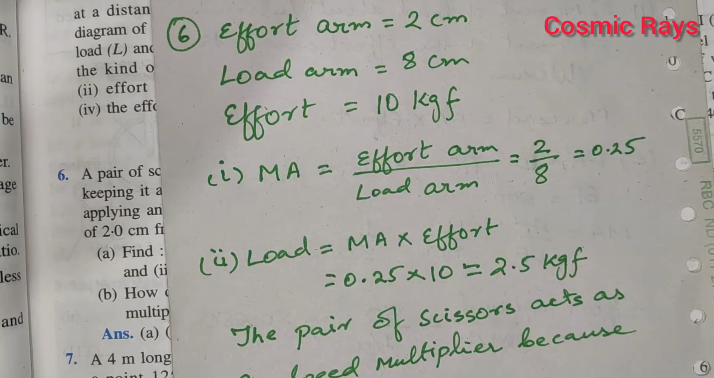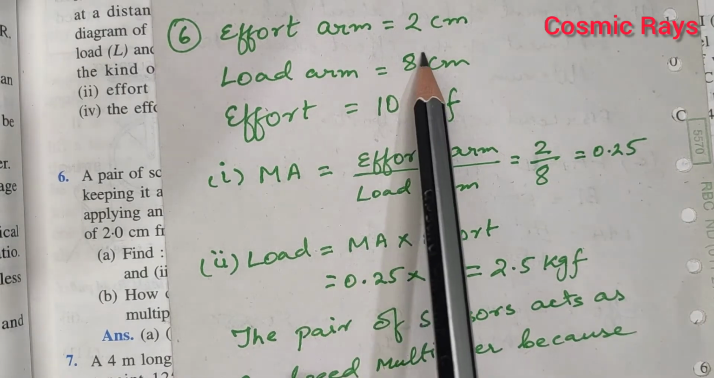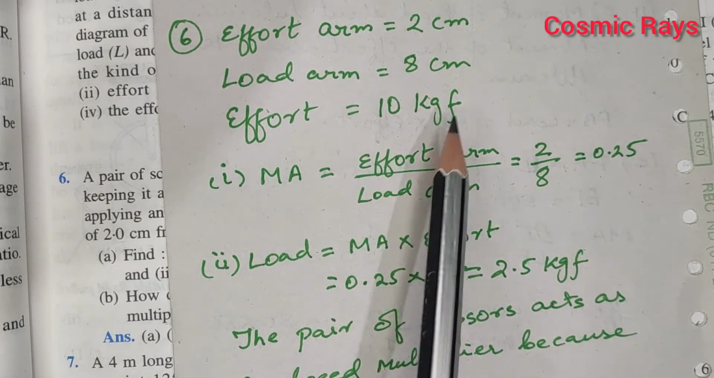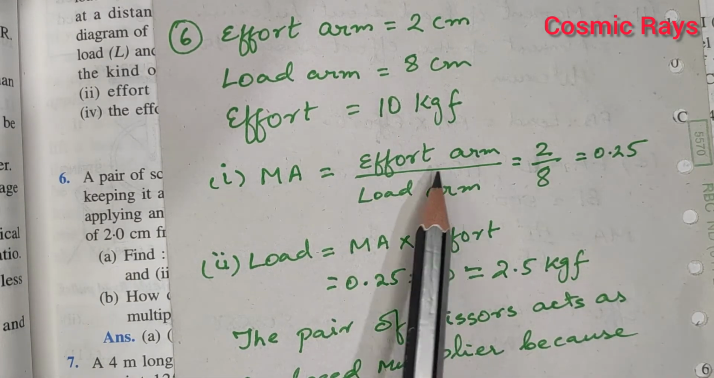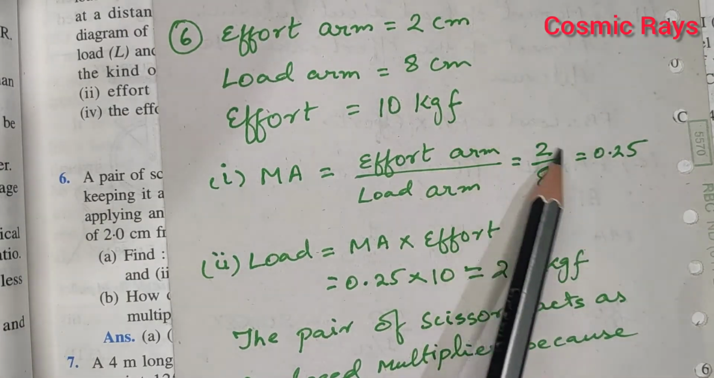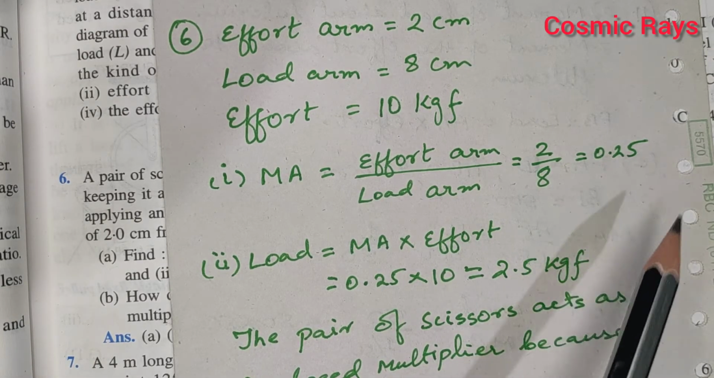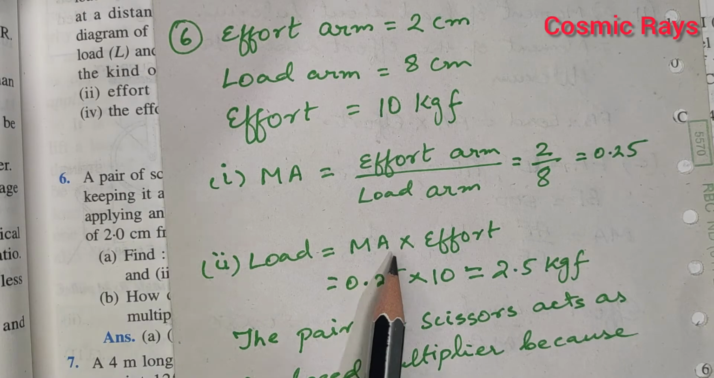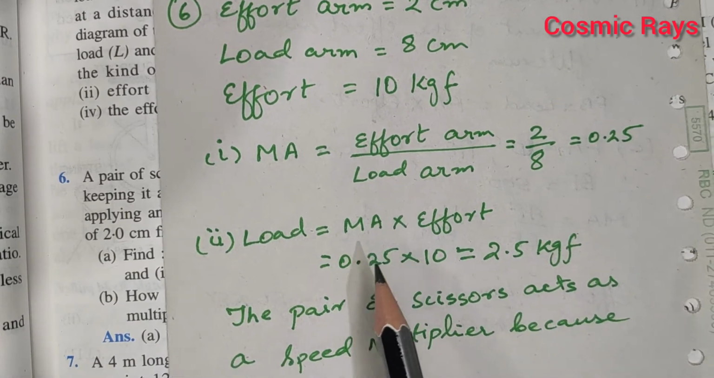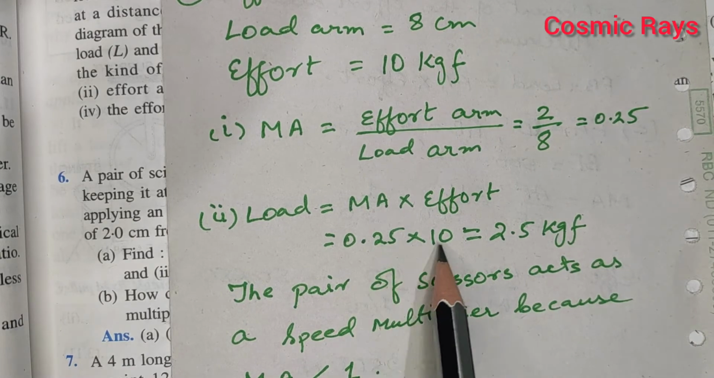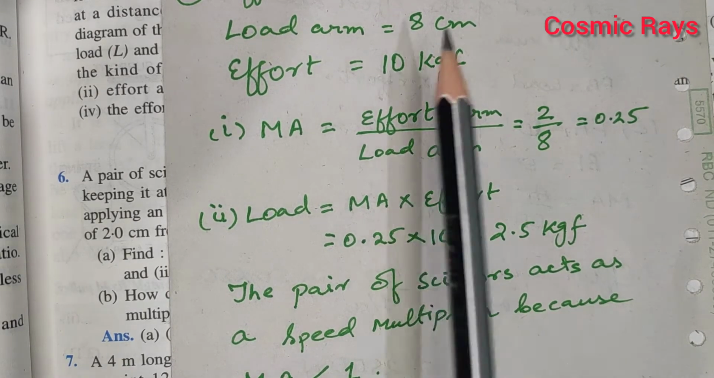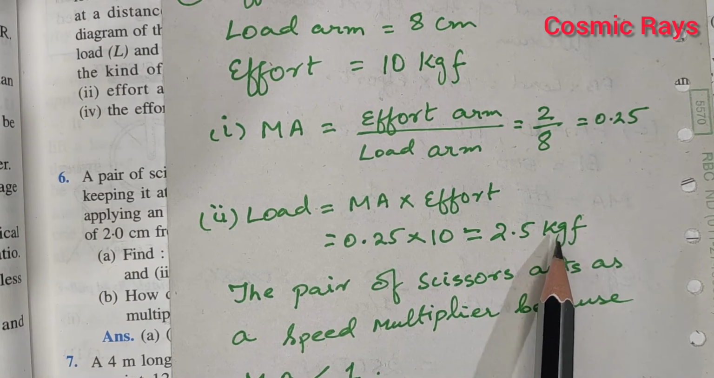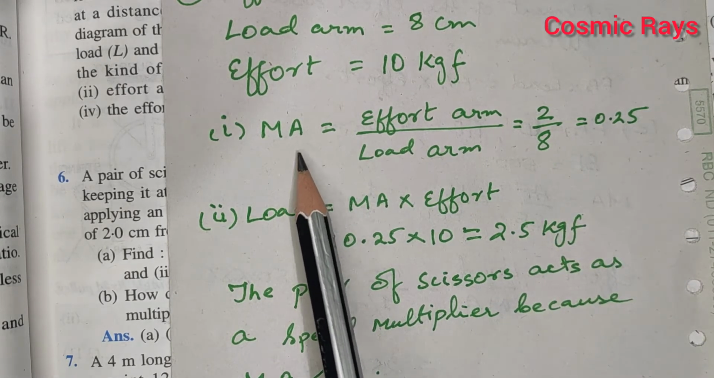So let's get started. So here the effort arm is 2 centimeter, the load arm is 8 centimeter, effort is 10 kgf. So mechanical advantage is effort arm divided by load arm, that is 2 divided by 8, you get 0.25. Now load is equal to MA multiplied by effort, that is the value of MA has been calculated as 0.25 multiplied by 10, that is the effort from here, and we get the answer for the load, that is 2.5 kgf.